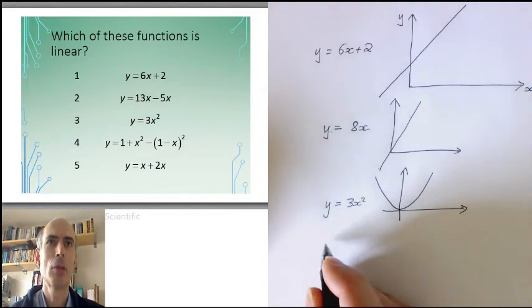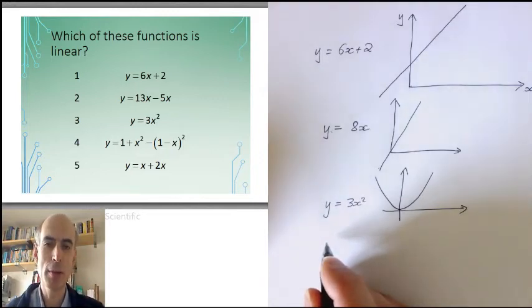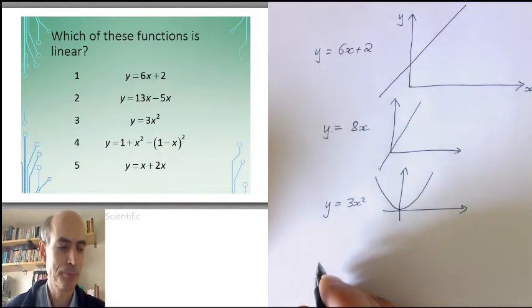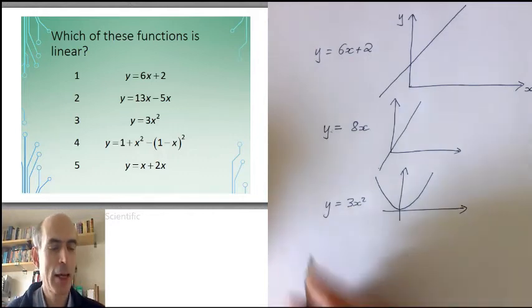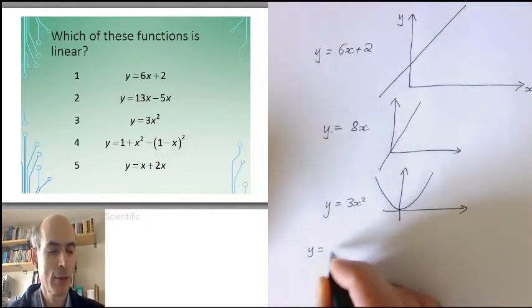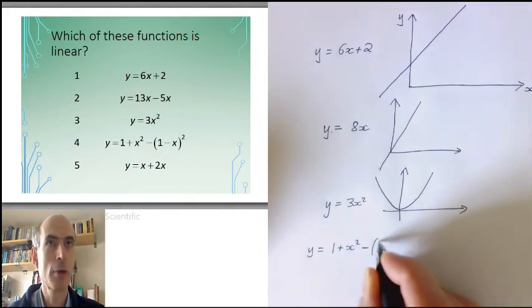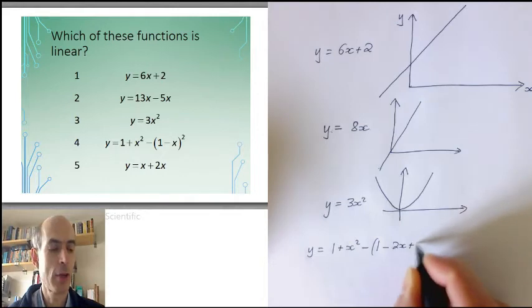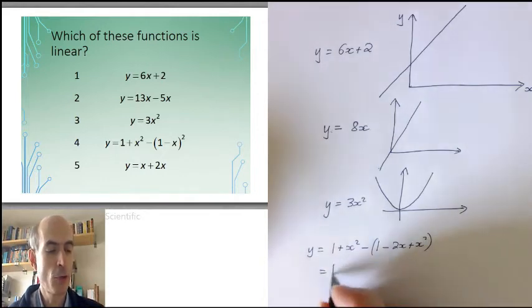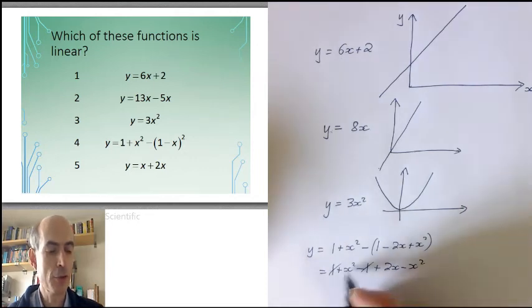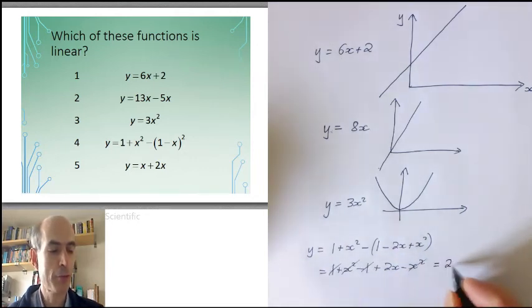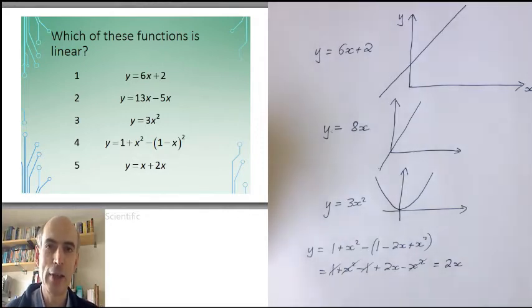Number 4, y equals (1 plus x) squared minus (1 minus x) all squared. Okay, it's a bit of a trick. The answer is yes, it is linear. But to see this, you have to do a bit of algebra. 1 plus 2x plus x squared minus 1 minus 2x plus x squared. That would give you 1 plus 2x plus x squared minus 1 plus 2x minus x squared. The constant terms 1 cancel, the x squareds cancel. We're just left with y equals 4x. Yes, it is linear.